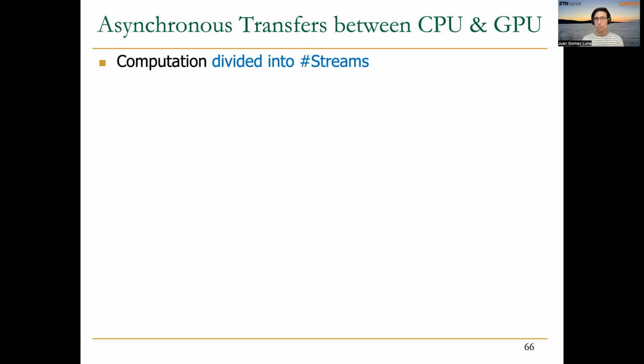Imagine that you want to do a vector addition. In vector addition, we perform the element-wise addition. So whatever computation we do on element 0 has nothing to do with the computation that we do on element 128. So we can partition our arrays and we can start transferring chunks of the input arrays and start computing on those chunks while other chunks are being transferred.